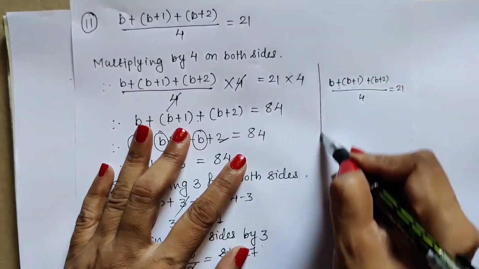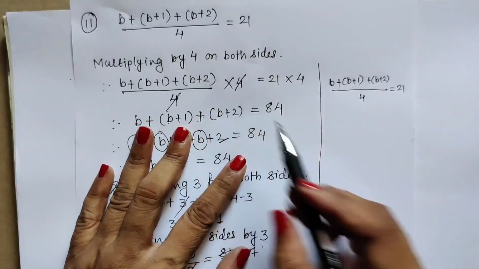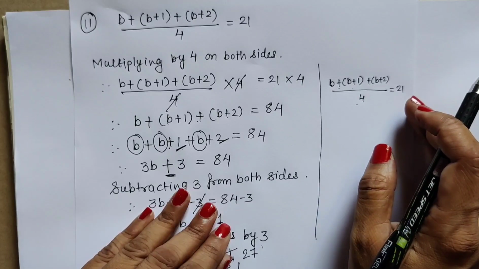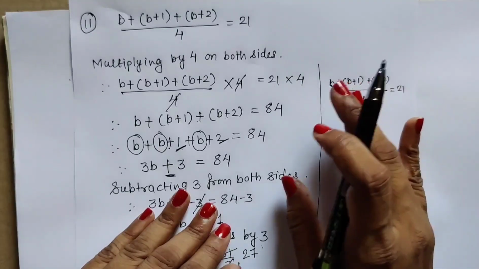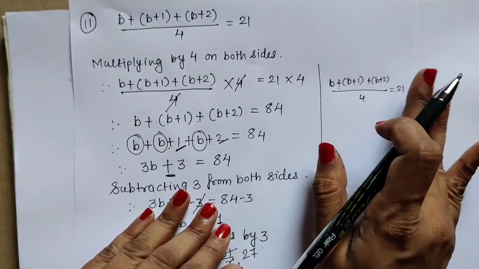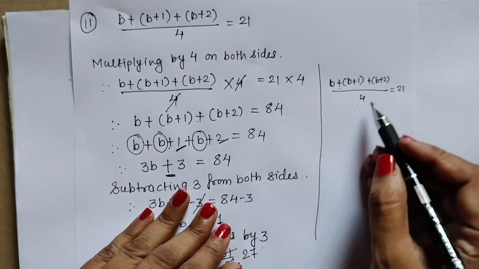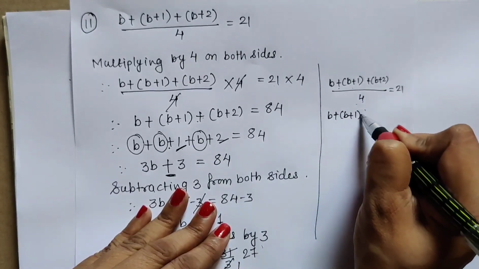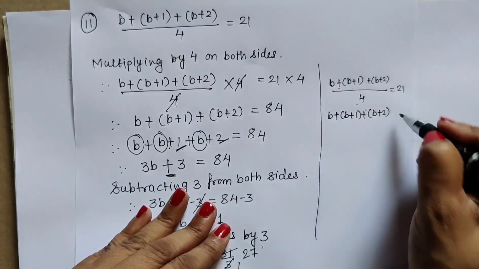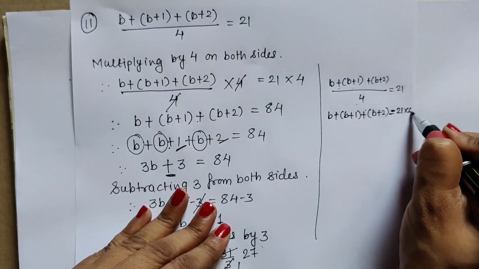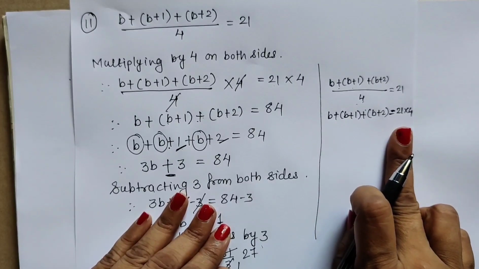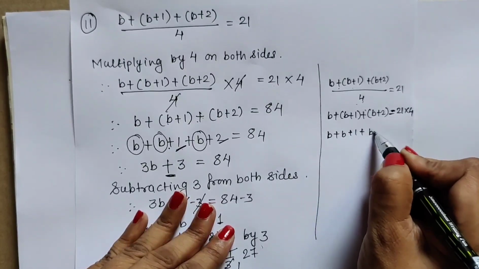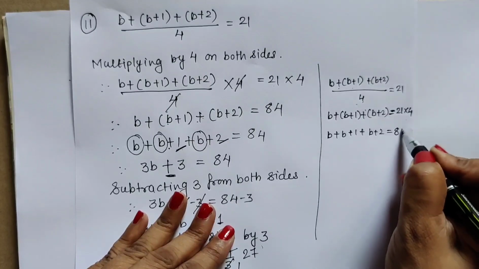This is our sum. So instead of writing all these things, multiplying by 4 on both the sides, we can directly transfer this 4 from the left hand side to the right hand side by multiplying. We don't have to show anything here. We can remove the 4 from the left hand side and directly bring it on the right hand side by multiplying. Then we get b plus 1, b plus 2, and 21 fours are 84.